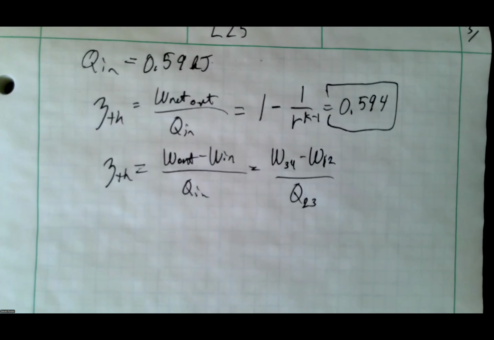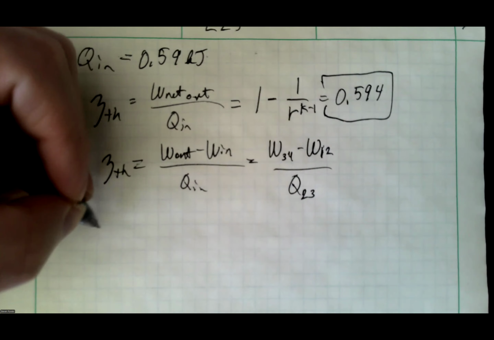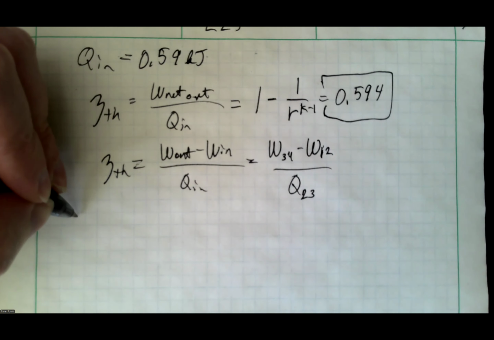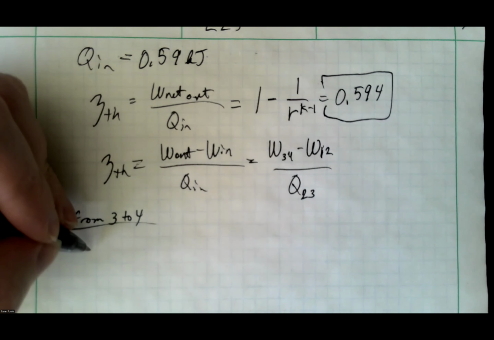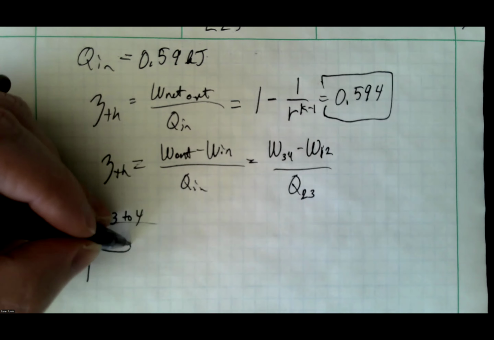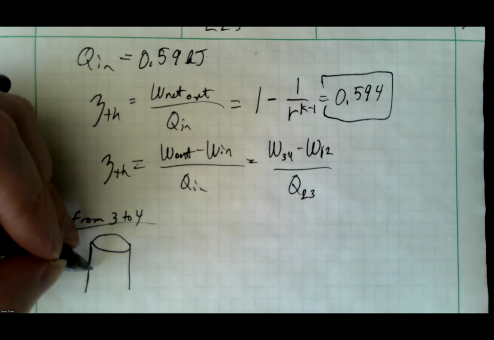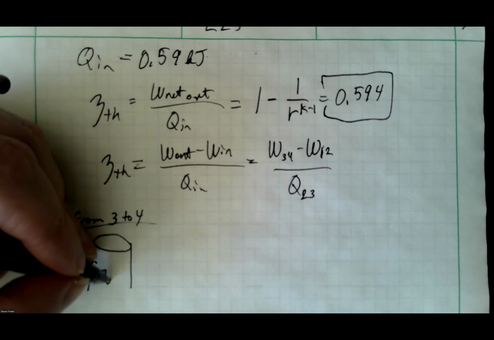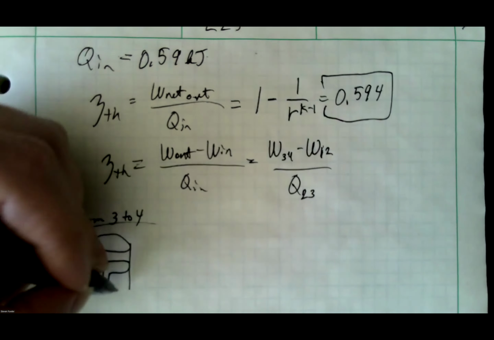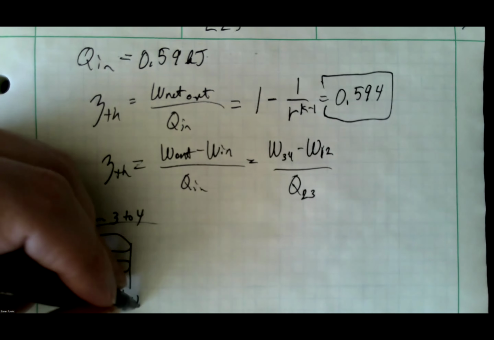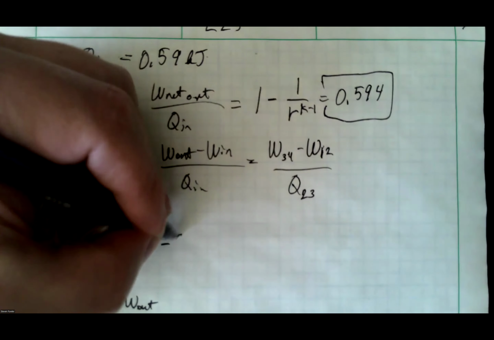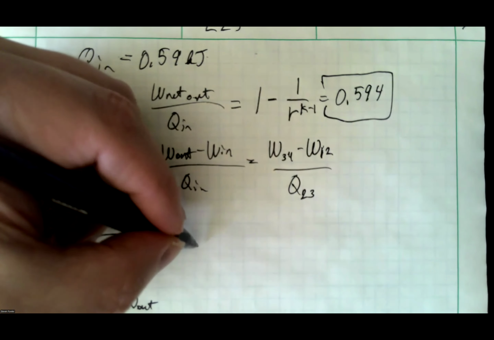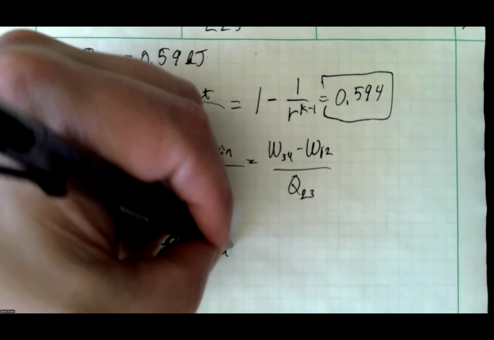So how do we find the work? Well, we do it the same way we just did that. If I wanted to find the work out from state 3 to 4, what do we have going on there? Well, this is isentropic expansion. It's work out. This piston is expanding and it's isentropic, so there's no heat transfer. It's reversible and adiabatic for it to be isentropic.